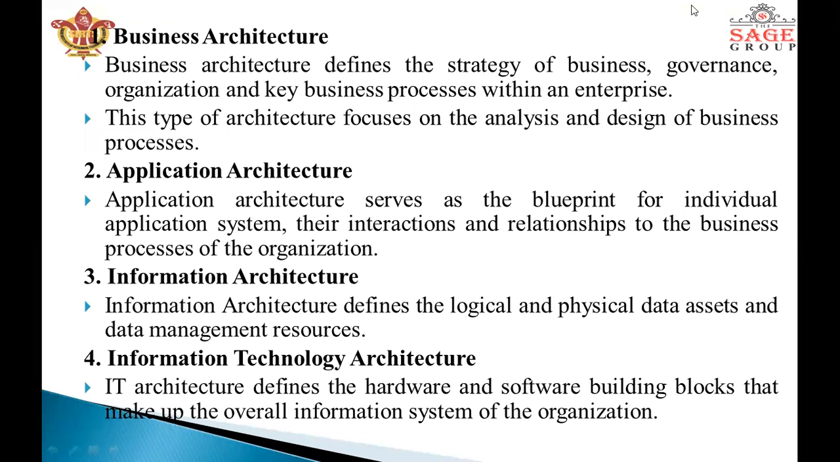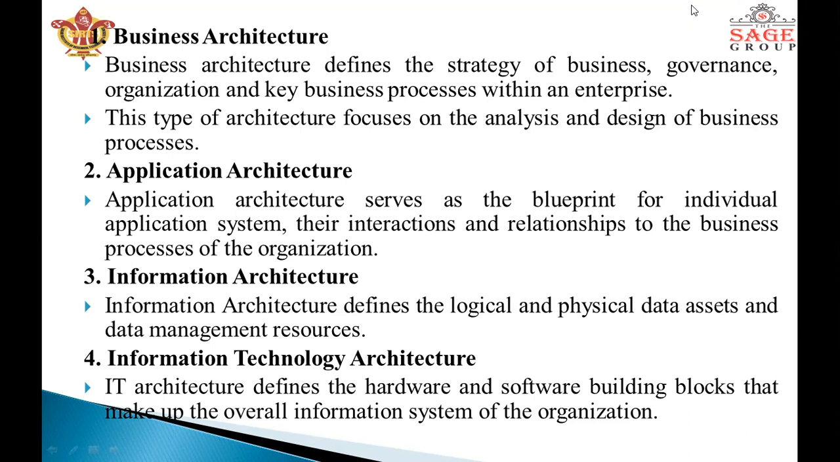So here you can see the business architect defines the category of business governance, organization, and key business processes within an enterprise. And also you can say that this type of architecture focuses on analysis and design of the business process, right? And application architecture serves as the blueprint for individual application systems, their interaction and relationship to the business processes of an organization.